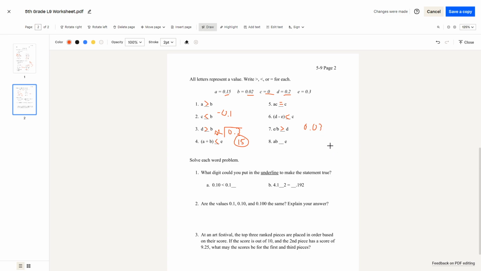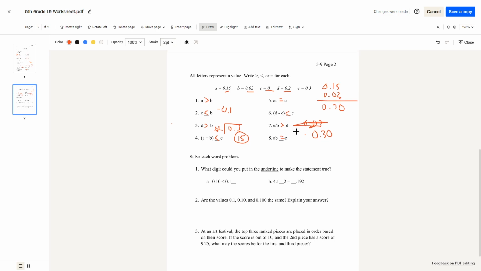Lastly, A times B, which would be 0.03, is greater than, less than, or equal to E. Wait one second, let me double check. If we multiply 0.15 by 0.02, the number we get is 3.0. So we wouldn't get 0.03, but instead 0.30, which makes these two values equal to each other.